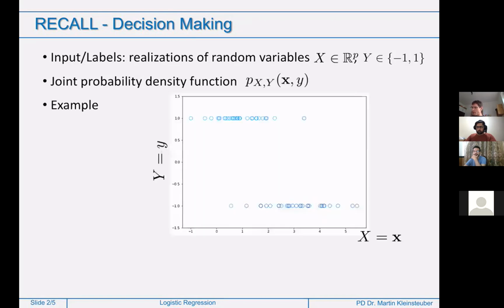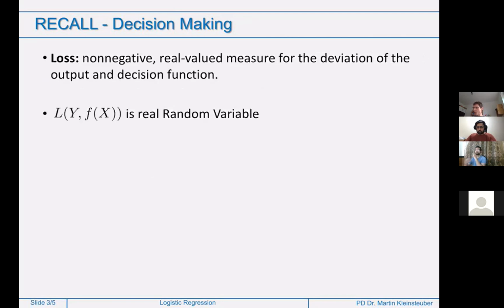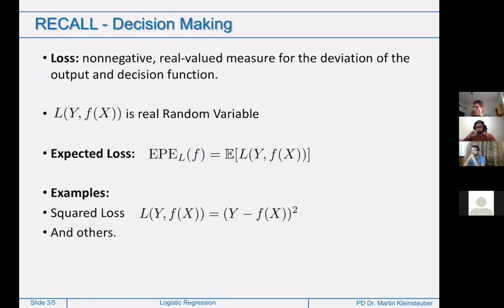And we said that this was an example here. I don't want to go so much into the details. You can look it up, we've done it last time. We wanted to find a suitable decision function f that assigns a plausible output to our new input. The ingredients we needed were a non-negative real-valued measure for the deviation of the output and the decision function, which we call the loss function. If we have this expected loss and find a function that minimizes it, we say this is our decision function. Examples there are the squared loss and others.